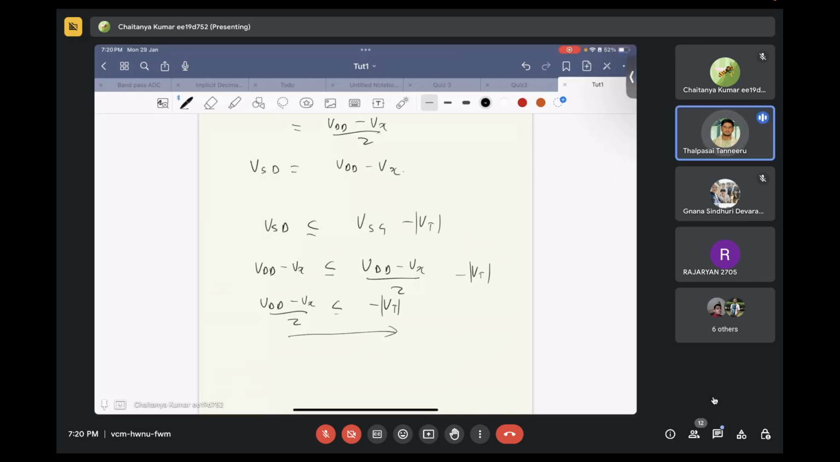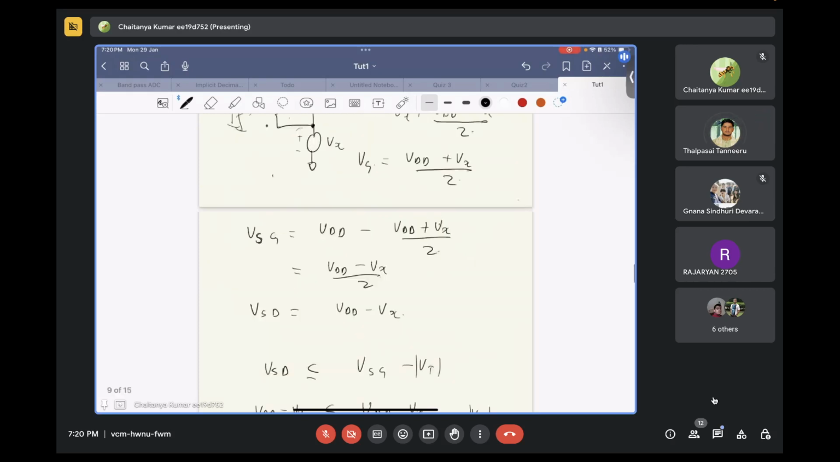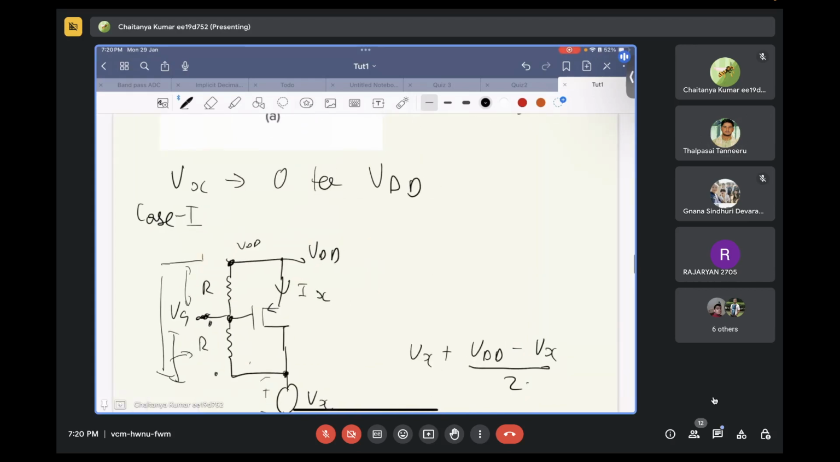So this condition will be in cut-off region. For this condition to be met, your transistor will always already be in cutoff region. So there is no chance that your device can go into linear. What is the quick way to see it? What I said initially, for your device to go into linear, your drain voltage should go at least 1 modulus Vt above your gate voltage.